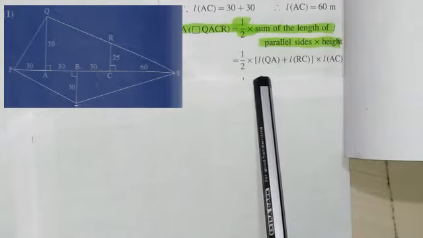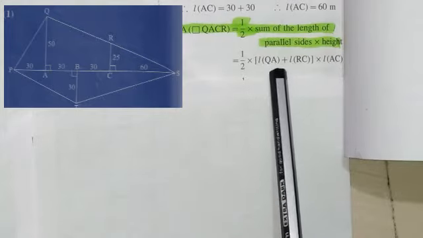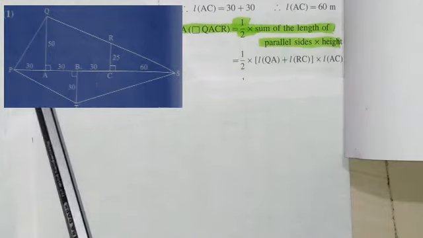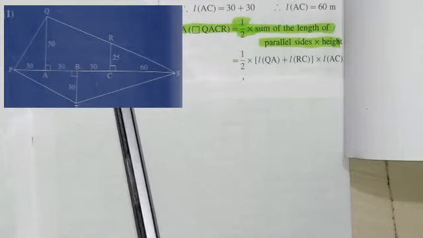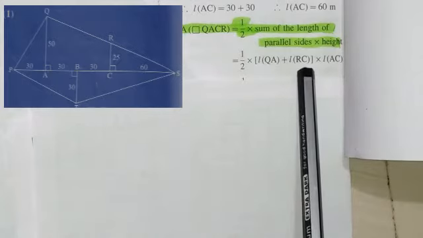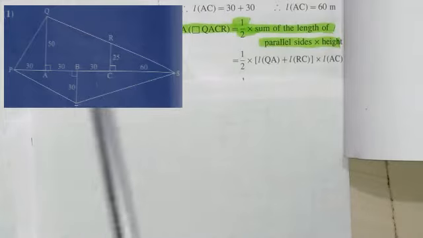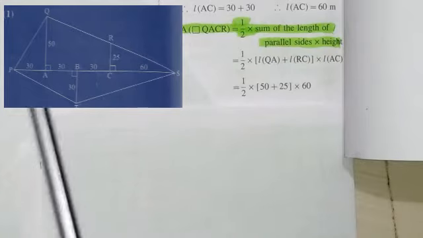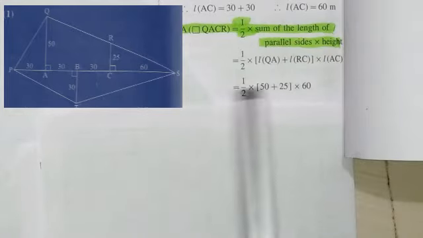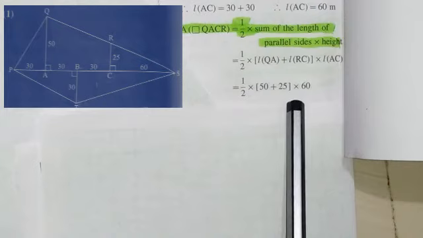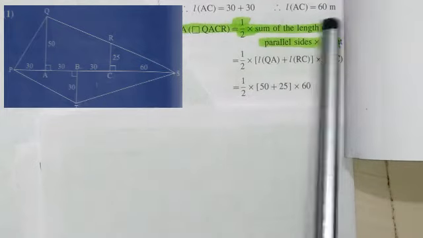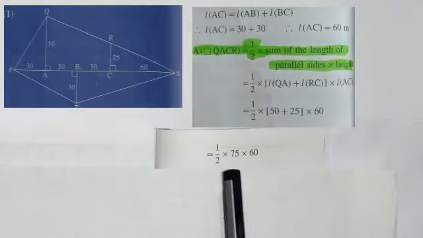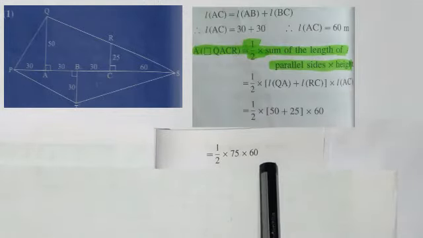Okay, so let's put the values along with the names of the sides. 1 upon 2 multiplied with the addition of two parallel lines. It means the first line, which is nothing but QA, and another parallel line is RC, that we have to write in the bracket, multiplied with the height AC. Let's put the values there. 1 upon 2 into this 50 plus 25, that we have to write in the first bracket, multiplied with the height 60, which we calculated just here. So 1 upon 2 into 75 multiplied with 60.